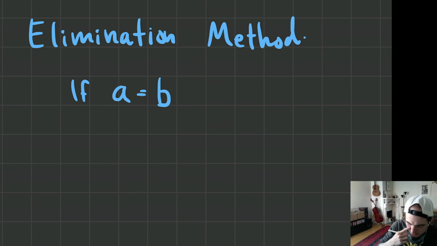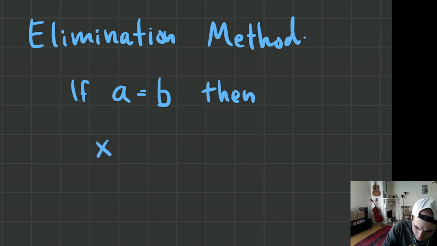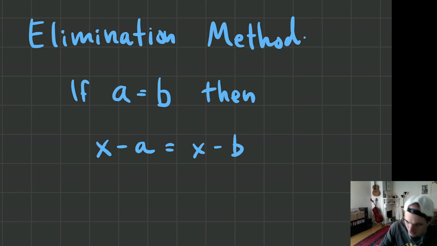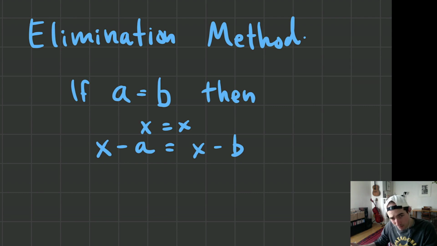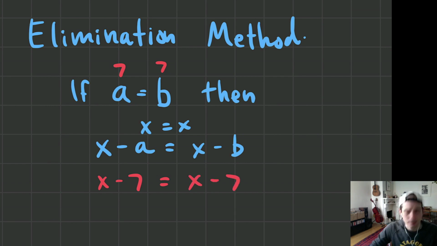So if a is equal to b, then, and I'm actually gonna put the then over here, x minus a is equal to x minus b. Like I can subtract, right? Because x is equal to x. So if I subtract a from it, since a is the same thing as b, then subtracting a from x is the same thing as subtracting b from x, right? For example, let's say that a was equal to 7. That means b is equal to 7. Therefore, x minus 7, well, that's obviously equal to x minus 7.